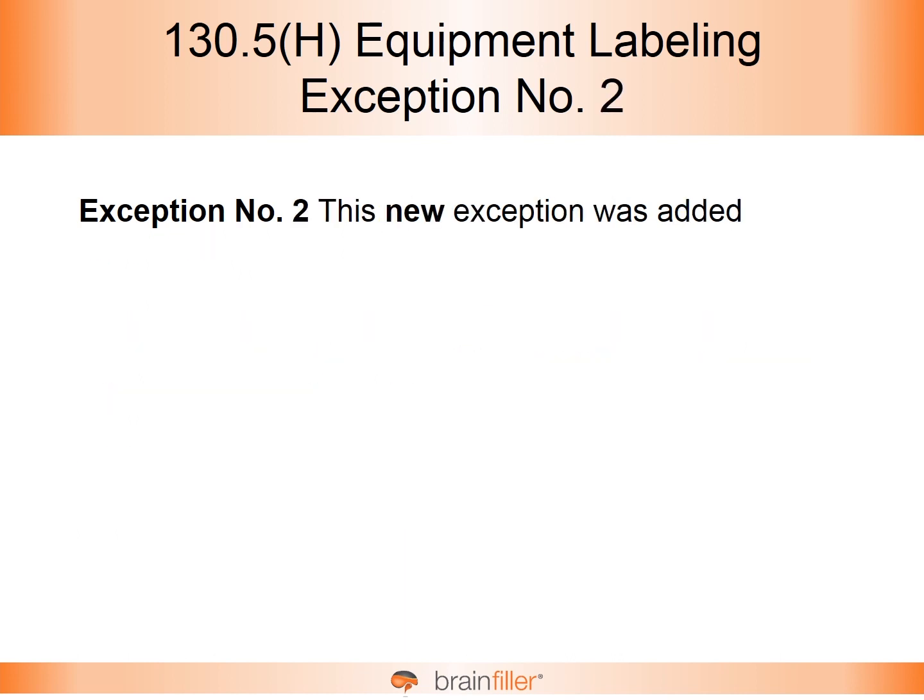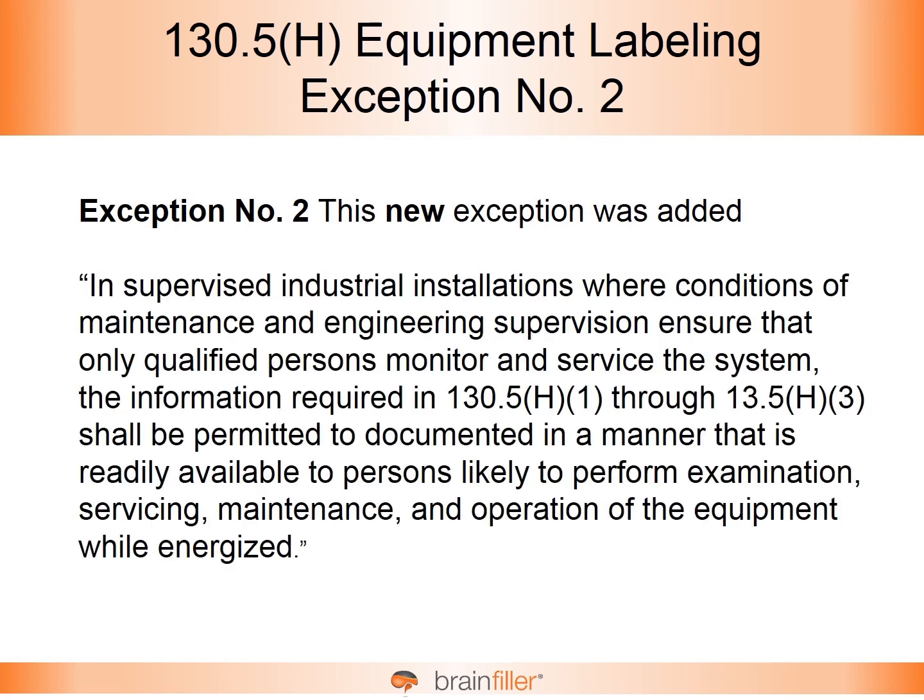A new exception was added, exception number 2, and this states that in supervised industrial installations where conditions of maintenance and engineering supervision ensure that only qualified persons monitor and service the system, the information required in H1, H2, and H3 are permitted to be documented in a manner that's readily available to persons likely to perform examination, servicing, maintenance, and operation of the equipment while energized. This is a new exception that was added.